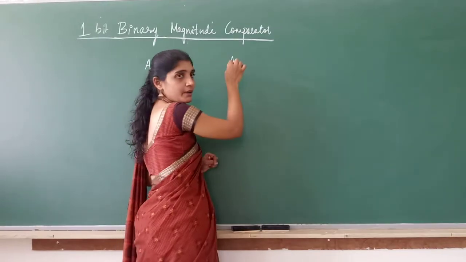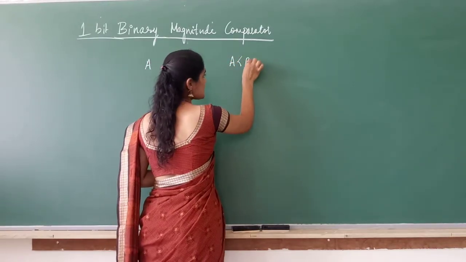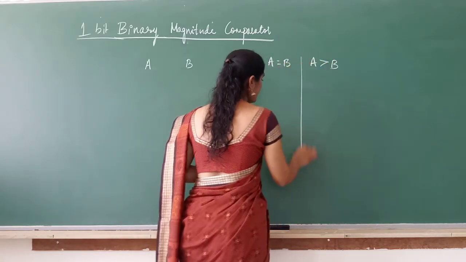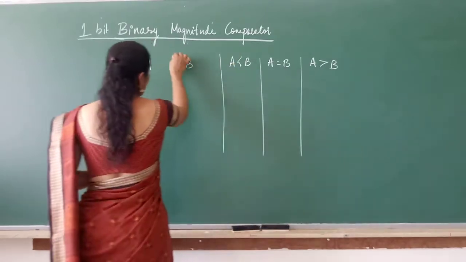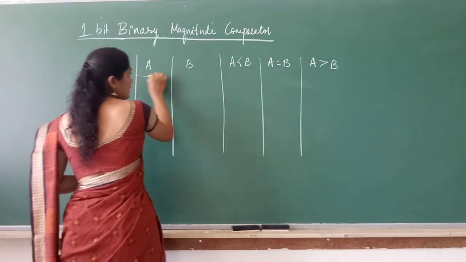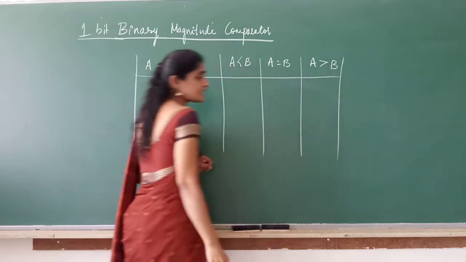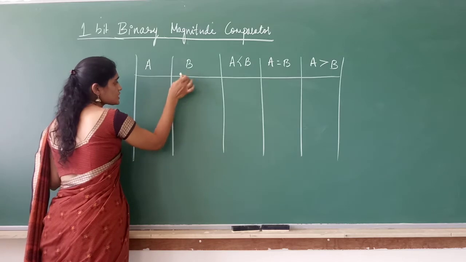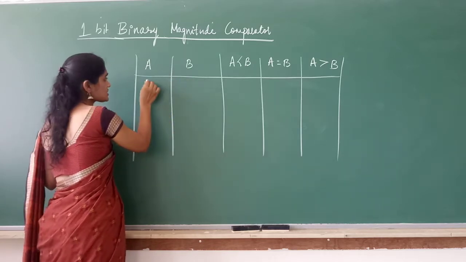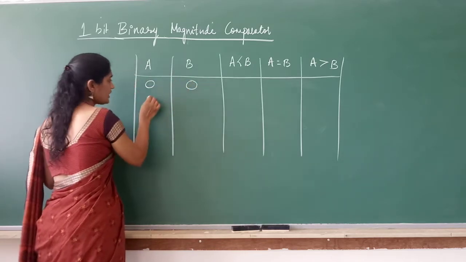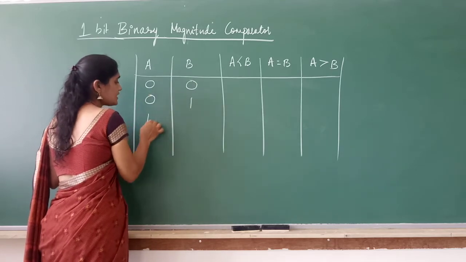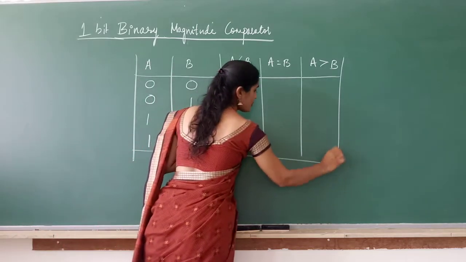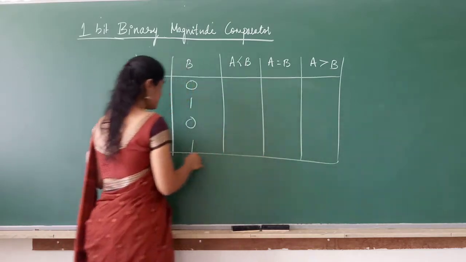What are the outputs? When we compare A and B, the result will be either A less than B, A equal to B, or A greater than B. So for a comparator we will have three outputs. Now A is 1 bit, B is 1 bit. How many possible combinations? A is 0, B is 0. A is 0, B is 1. A is 1, B is 0. A is 1, B is also 1. So we have four possibilities of inputs.